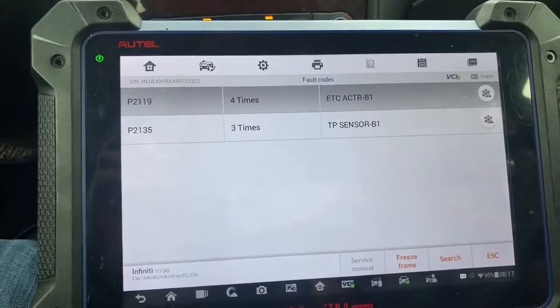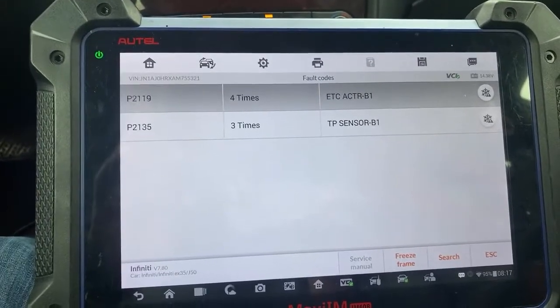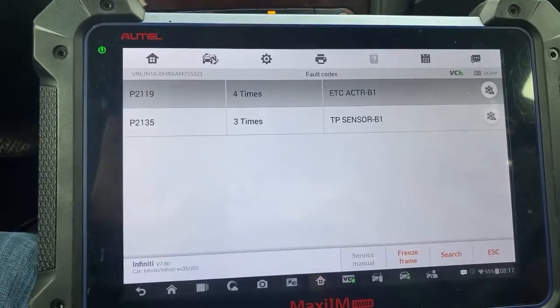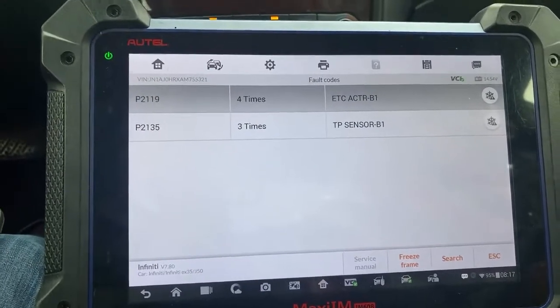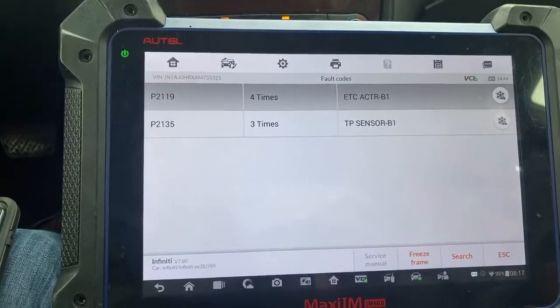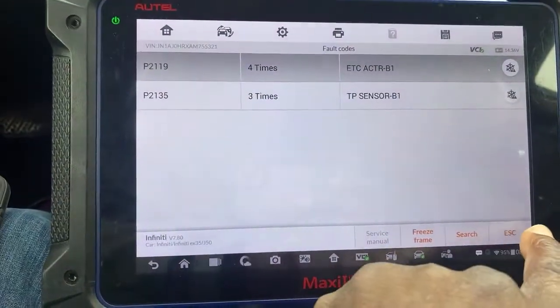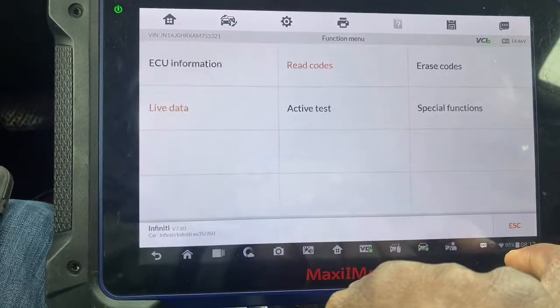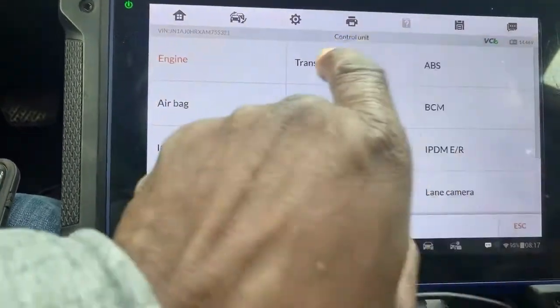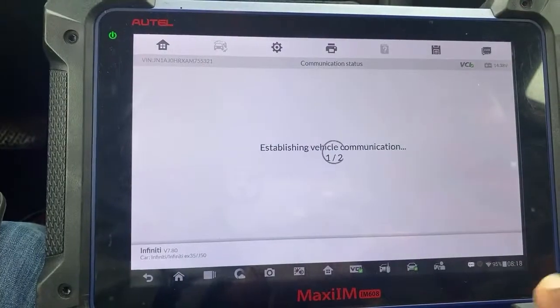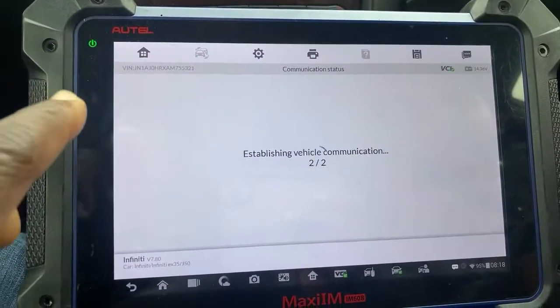So we know that this code is coming from bank 1, not bank 2. In this car, we have two sections of the engine, bank 1 and bank 2. So we're going to look for that in a few minutes and show you exactly what it is. Now I have one more thing to do. I want to check my transmission, because I see there is some code there too.